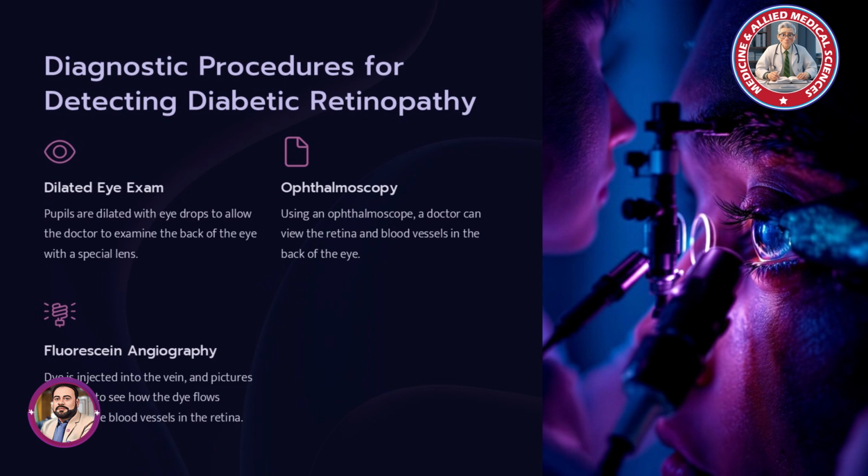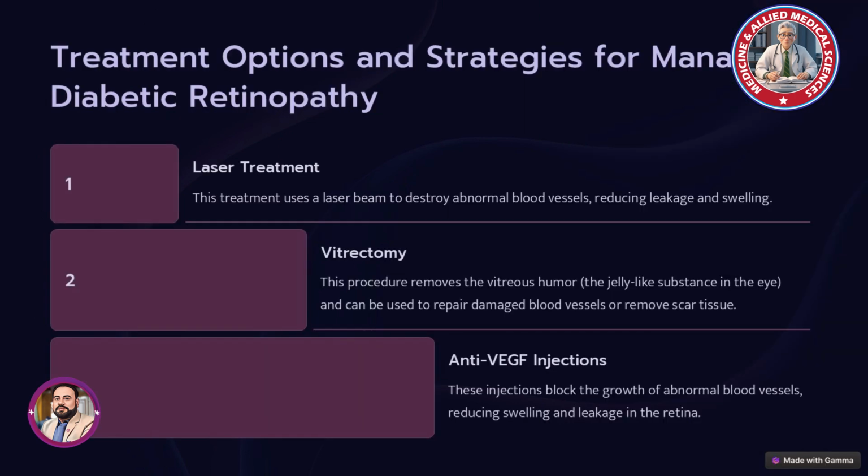3. Fluorescein angiography. Fluorescein angiography involves injecting a dye into the bloodstream, which highlights the blood vessels in the retina. A special camera captures images of the retina as the dye moves through the vessels. This procedure helps identify leakage, blockages, or abnormal blood vessels, aiding in the assessment of the severity of diabetic retinopathy.